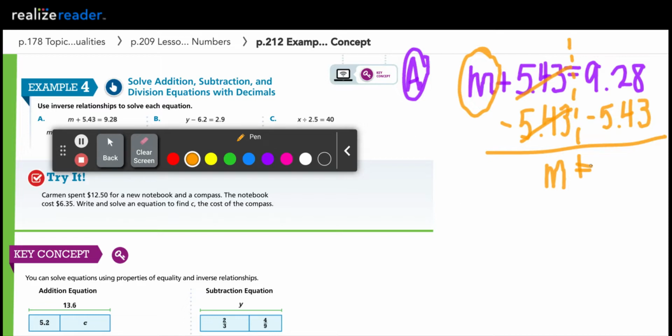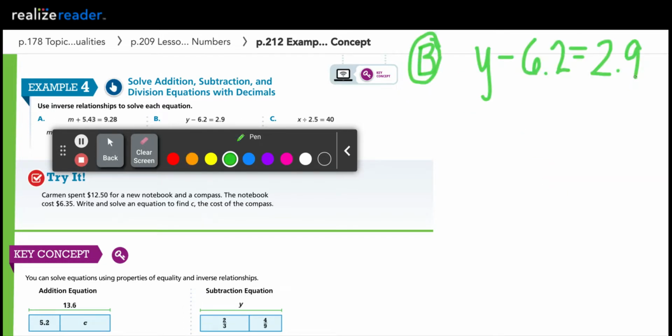9.28 minus 5.43 is 3.85. And I can check it by plugging it back into the calculator. 3.85 plus 5.43 equals my 9.28. Check.